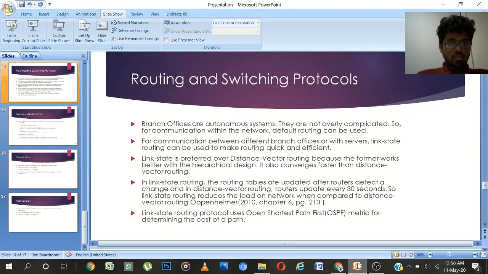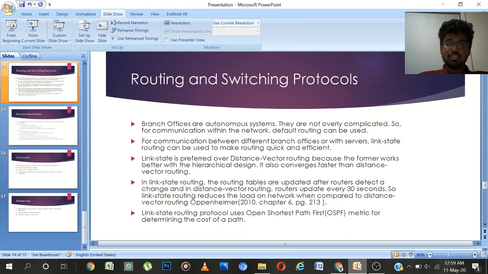The branch departments have simple structures, and they are not too difficult. Thus, default routing may be used for communication within the network. Link state routing may be used for communication between the separate branches, as it offers fast and effective routing. Link state is preferred over distance vector routing since it is best suited for the hierarchical architecture. In link state routing, the routing tables are changed after the routers sense a change, whereas in distance vector routing, the routers are updated every 30 seconds. So link state decreases the network load.